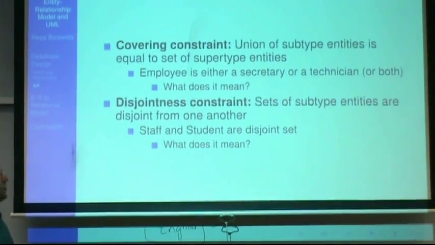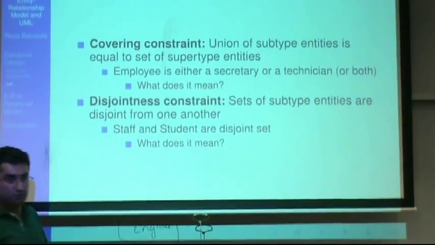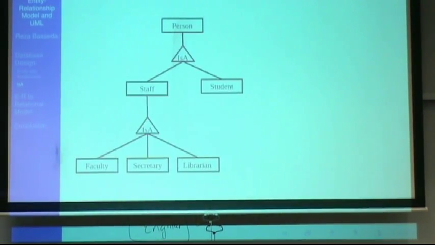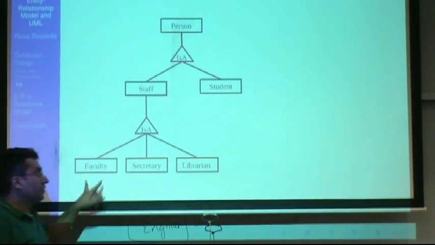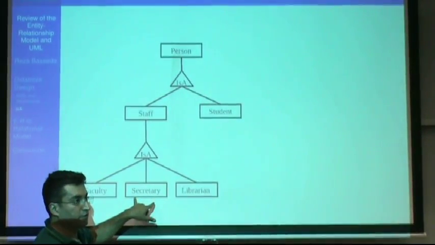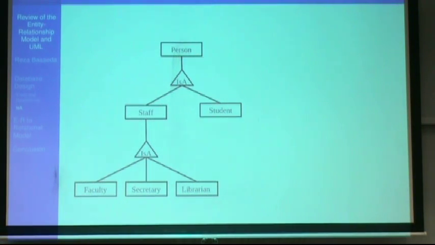There is another constraint, the disjoint constraint. Sets of subtype entities are disjoint from one another. Okay, what does it mean? Simpler. Faculty type cannot be student type. Faculty cannot be secretary. The secretary cannot be librarian. Okay, this is completely disjoint.